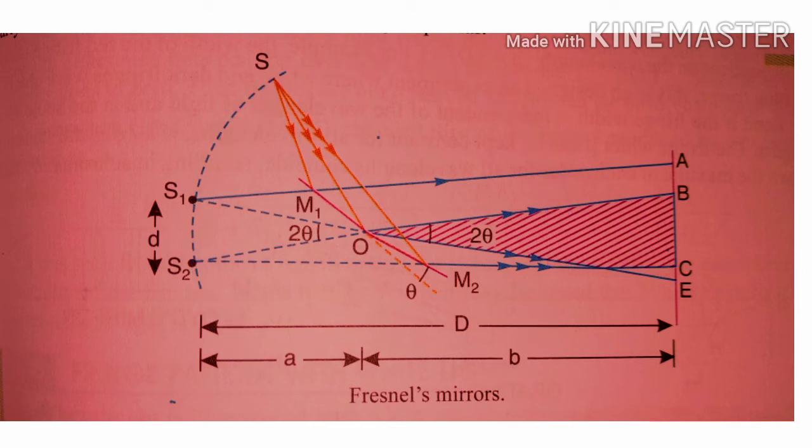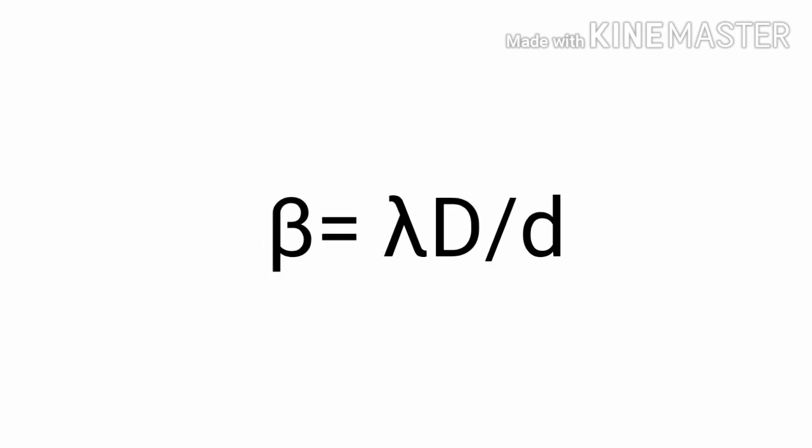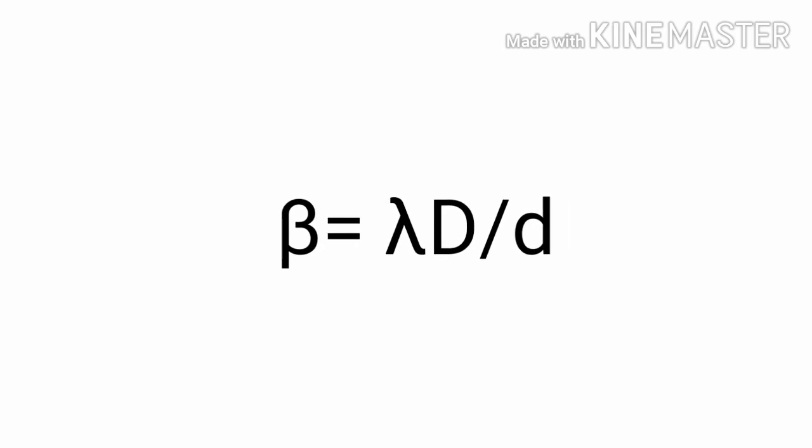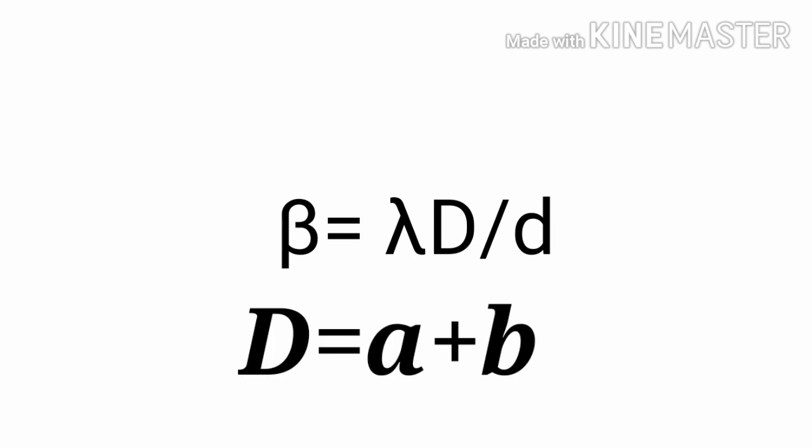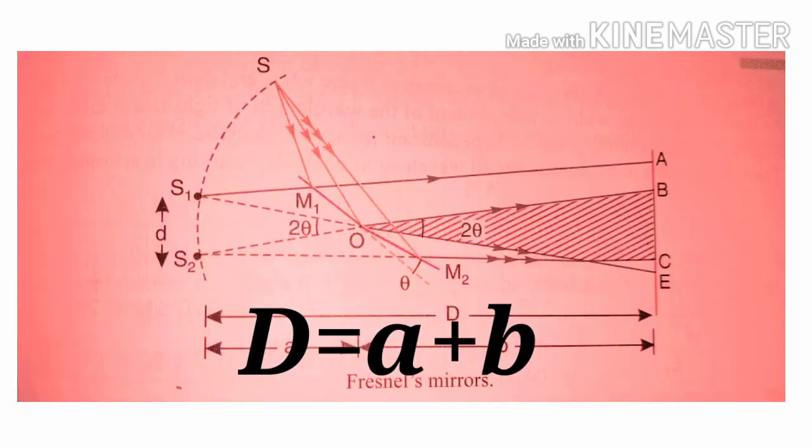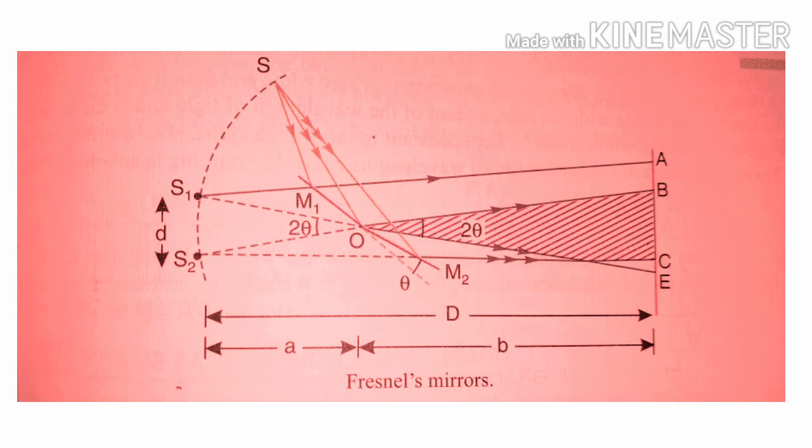Let a be the distance of the sources and b be the distance of the screen from O. Then the fringe width will be given by beta is equal to lambda D by d, where capital D is equal to a plus b. You can see it from the picture, and d is the distance between the two virtual sources S1 and S2.